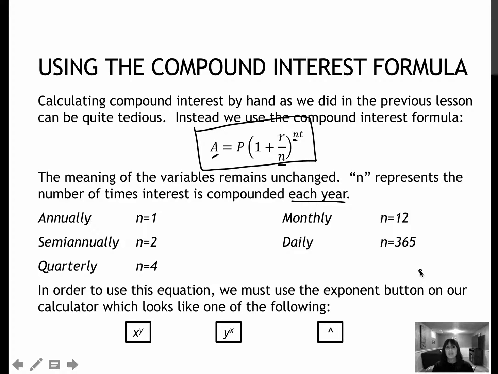Now, you will need a calculator for this for sure, and you're going to look for buttons that look like these buttons. I don't know what it will look like on your calculator, but it's either X to the Y, Y to the X, or the little caret button, and that will help us to know the exponent.